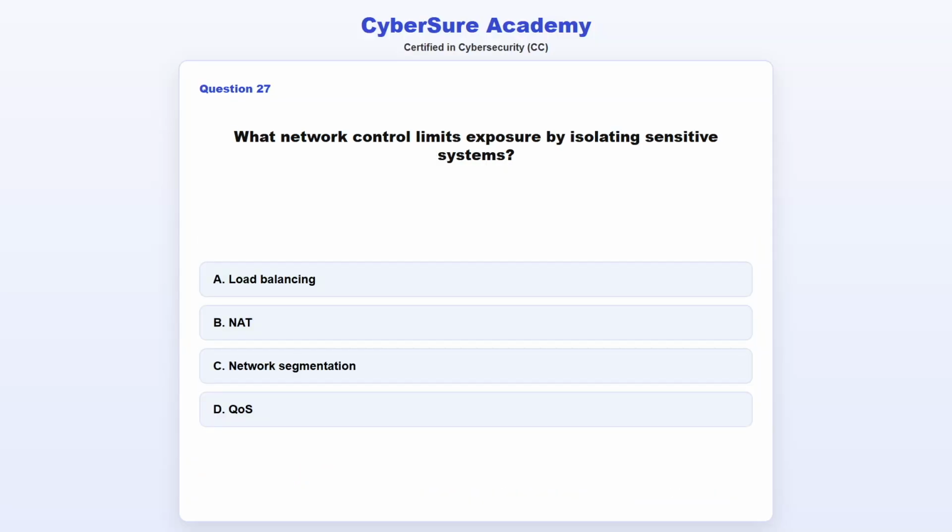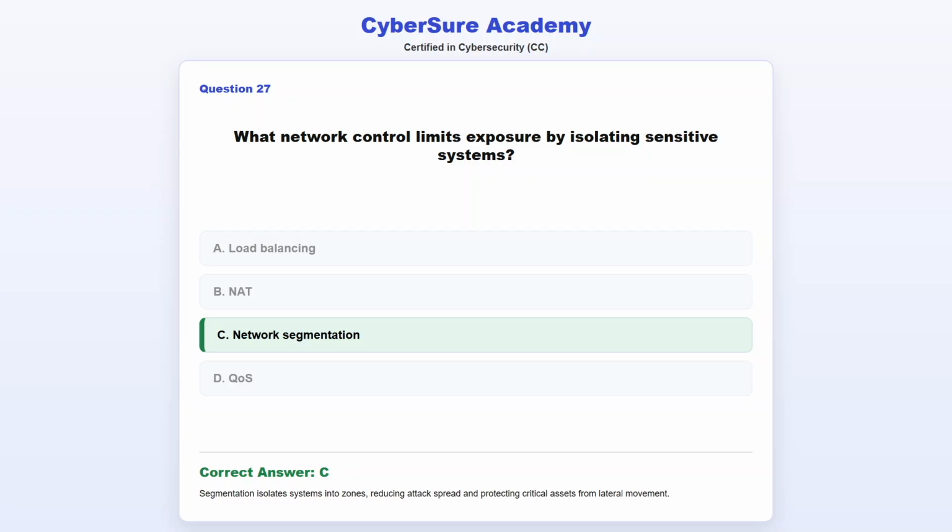Question 27. What network control limits exposure by isolating sensitive systems? A. Load balancing. B. NAT. C. Network segmentation. D. QoS. The correct answer to 27 is C. Network segmentation. Network segmentation isolates systems into zones, reducing attack spread and protecting critical assets from lateral movement.